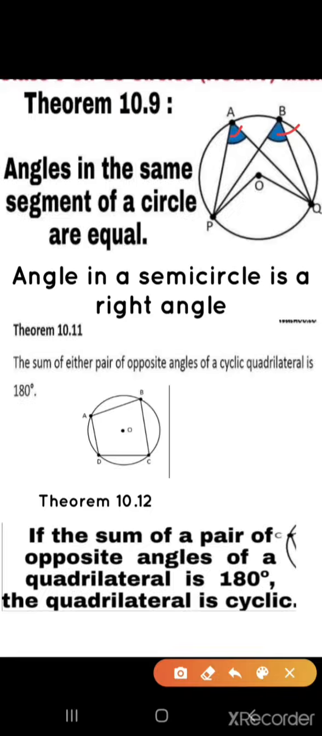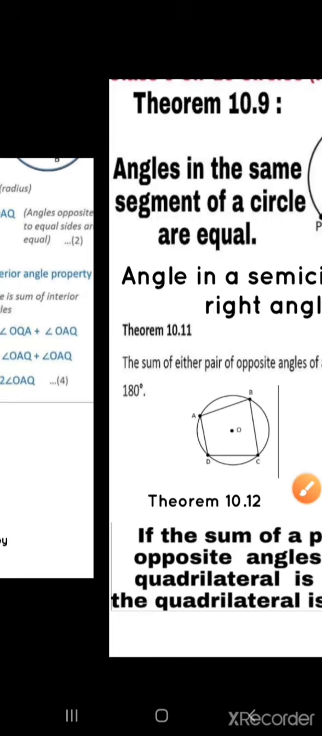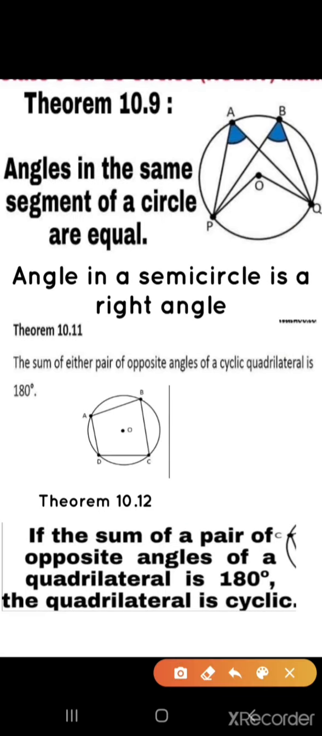If this PQ passes through the center, like this, or look at the second picture, then this arc becomes a semicircle and this angle measure will become 90 degrees. That is the next thing. That is not the theorem, but it is a result from the theorem. So the angle in a semicircle is a right angle.